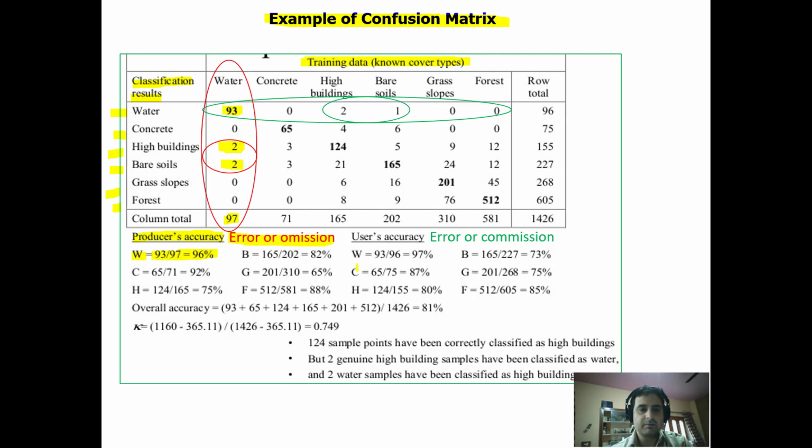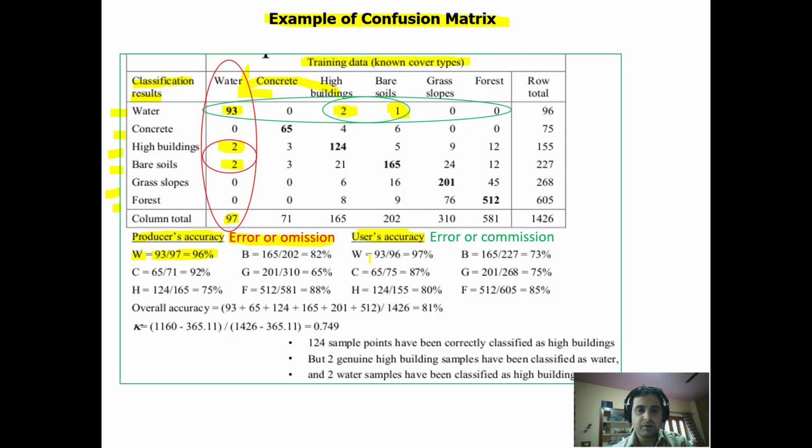Now coming towards the user's accuracy. On the right hand side, it's quite obvious that 2 pixels of high buildings and 2 pixels of bare soils, which are genuinely high buildings and bare soils, have been misclassified as water. Now those were actually high buildings, 2 of them, and 1 was bare soil. Those have been misclassified as water.